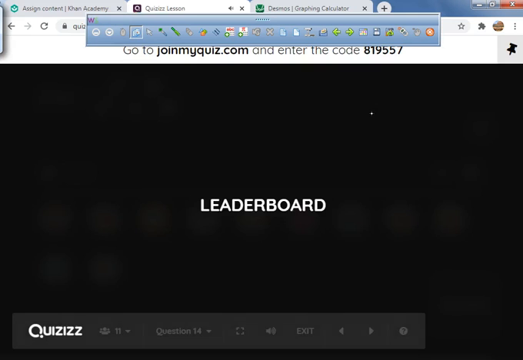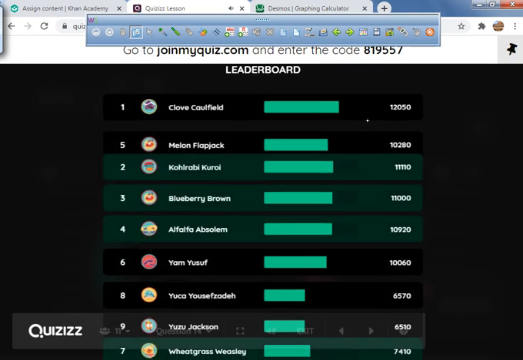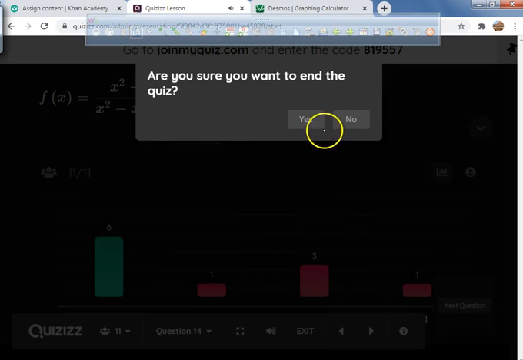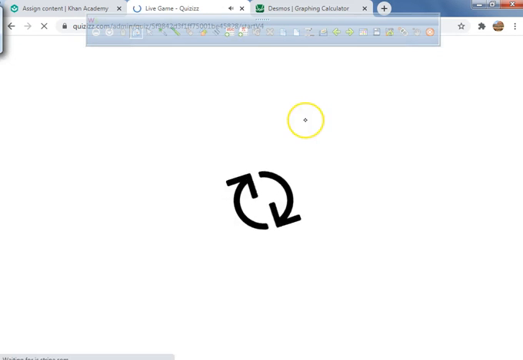All right, what was the number we have to plug in there to make it equal to 0? All right. So you know what? We're going to hit exit. I know, but you just don't know what it's going to be.